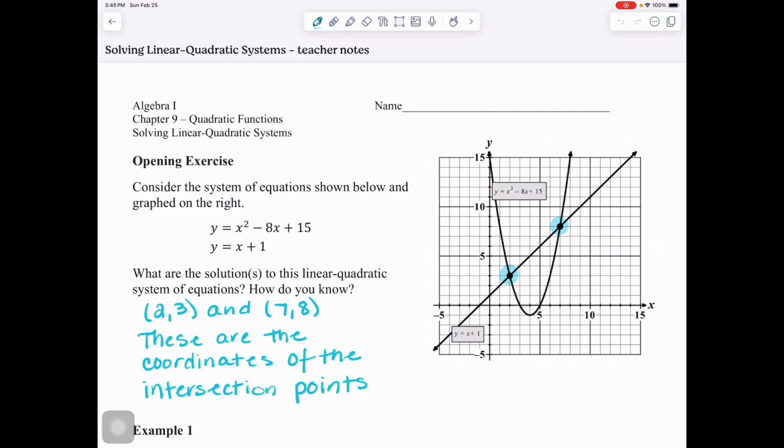So this is still a system of equations, even though most of our experience with systems has been with two linear pieces. You can have a system that involves any type of function. So this is an example of a linear quadratic system. You have a straight line linear function piece, and you have a quadratic parabola curve piece. The answer to what's going to make both of them true is still going to be the points of intersection. So now let's move on and look at some examples.